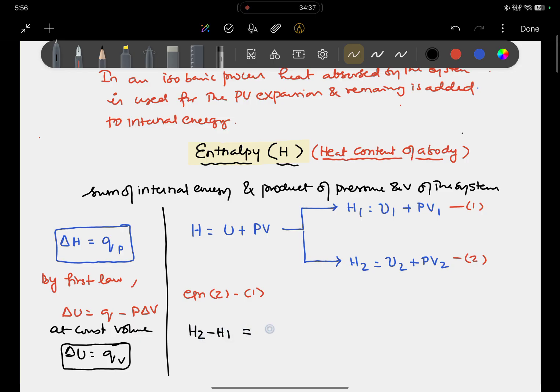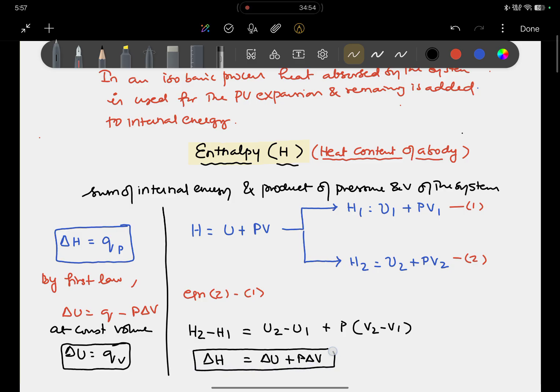H2 minus H1 is equal to U2 minus U1 plus, take the P common outside, V2 minus V1. So you can write this as delta H is equal to delta U plus P delta V. Please make a note.